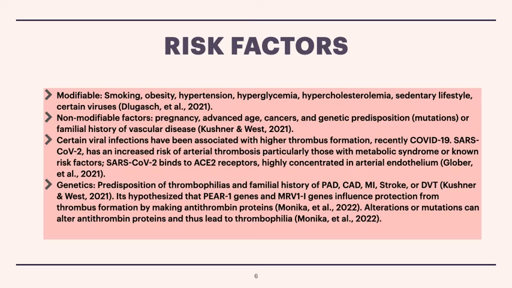Another study we'll talk about here really briefly is Monica et al. And this looked at certain genes that, if they were altered, could cause a possibility of having a clot form too. These are your PEAR1 genes and MRV1I genes. And these genes influence protein coding for those protective proteins that we talked about that prevent clot formations and whatnot.